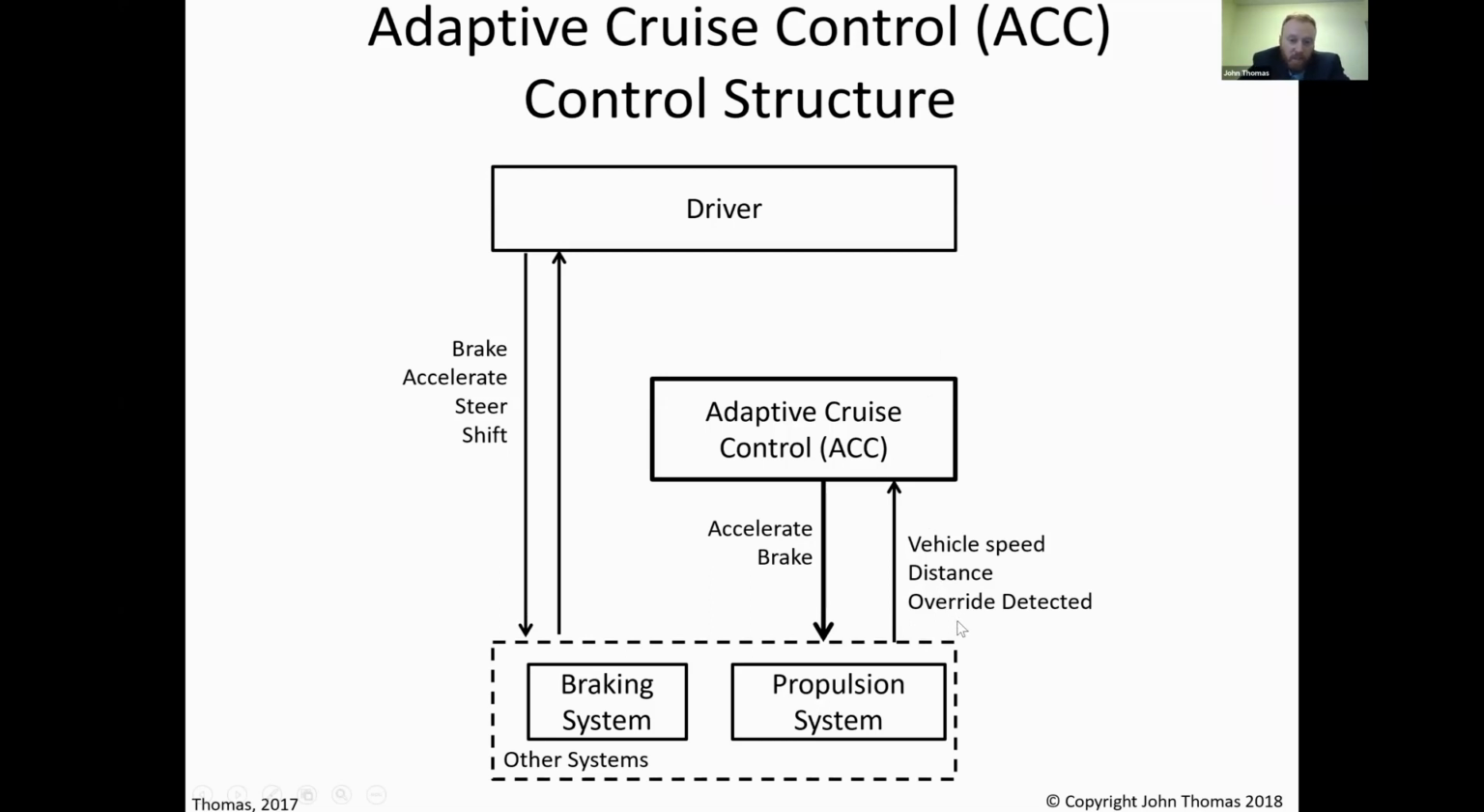Obviously, it's going to need speed. If it's going to maintain speed, it's going to need distance. If you think a little more, you might realize it needs some sense of whether the driver is trying to override so it can disconnect. So we can start with this. Now, this is not complete. There is more to it, but this is enough to start the analysis. If there are things missing in the control structure, that's okay. You just need a starting point. The rest of the steps will identify what's missing.